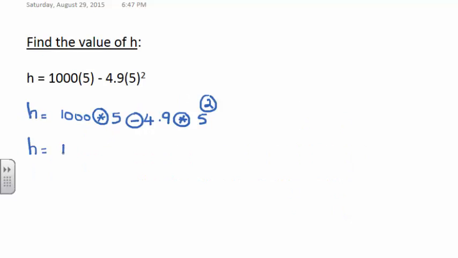So I'm going to say 1000, I leave it as it is, times 5, I leave it as it is, minus 4.9, I leave it as it is, times 5 squared equals 25. And between brackets, I'm going to write exponent. Why am I doing that? To show the teacher that I understand that the first step that I have to start with is the exponent.